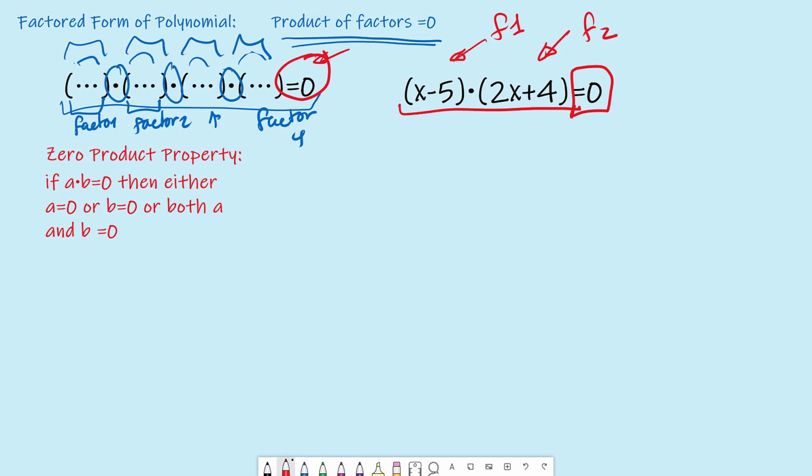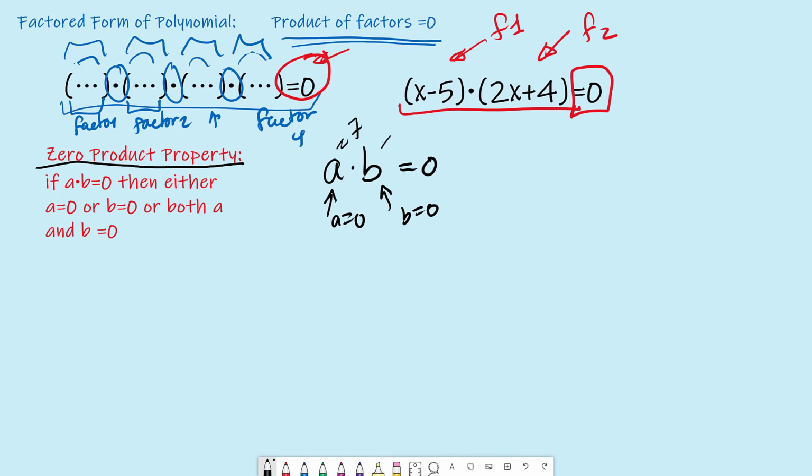Now, what do we do in order to solve this type of equation? Well, what we do is we make use of something called the zero product property. And I wrote that out here. So the zero product property is that if A times B equals 0, then either A equals 0 or B equals 0 or both A and B equal 0. What does this mean? Well, let's just write that out again. If we have A times B equals 0, we know that either A equals 0 or B has to equal 0. Why is that? Let's say A equals 7, okay?